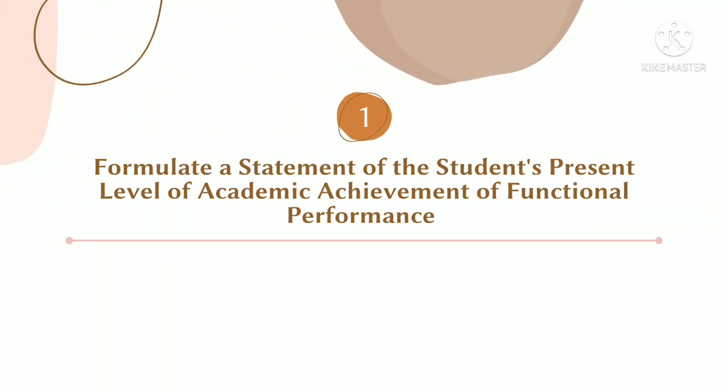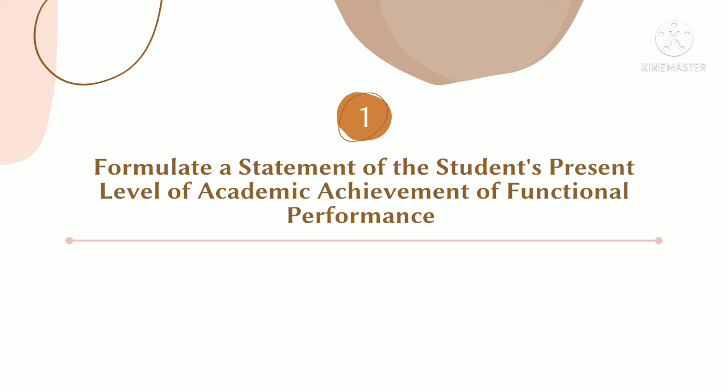Now, the first step of the step-by-step development of the IEP is to formulate a statement of the student's present level of academic achievement and functional performance. So in the very first step, the existing evaluation data on the student are necessary. Why? Because the IEP team reviews them all, including information as well as the concerns shared by the parents of the student.